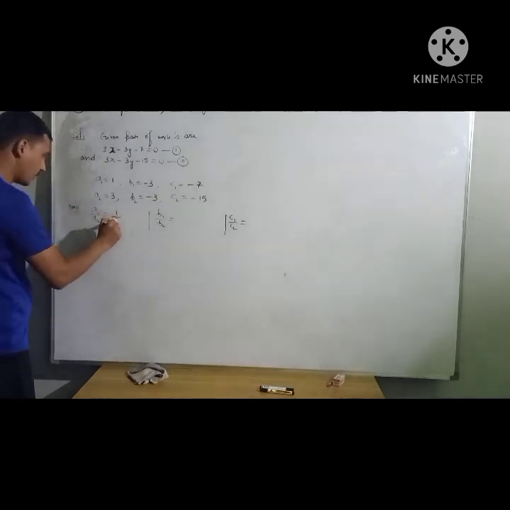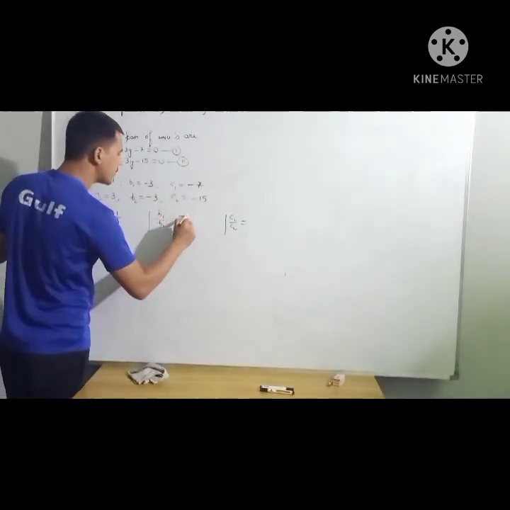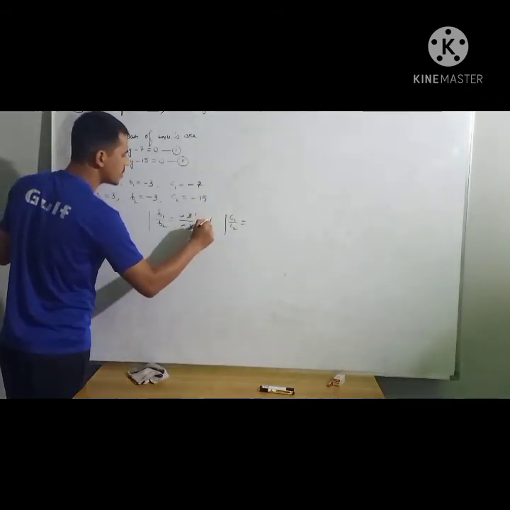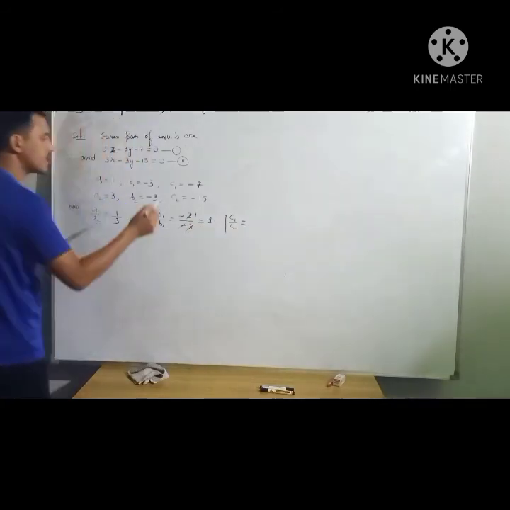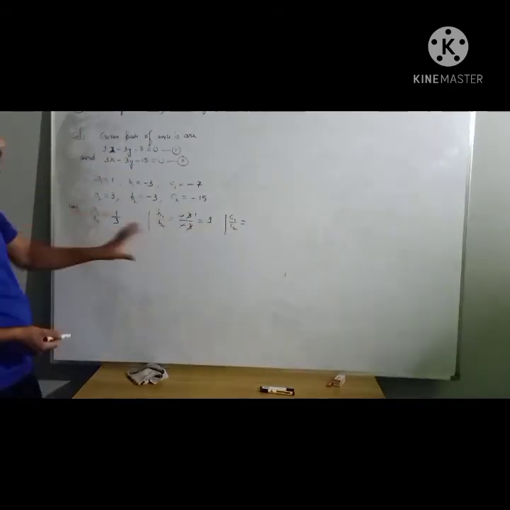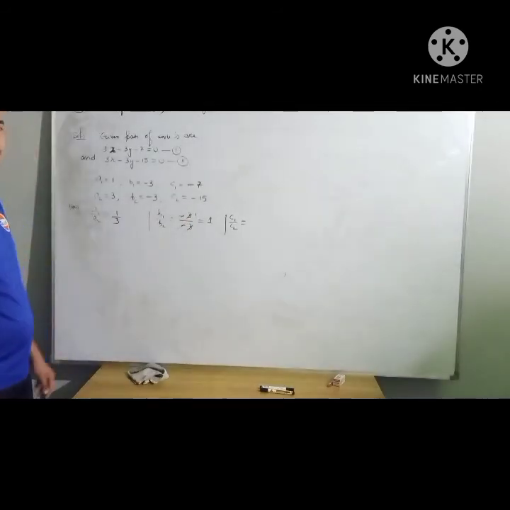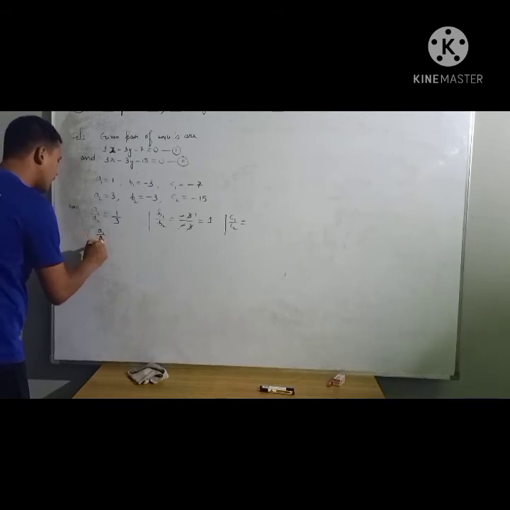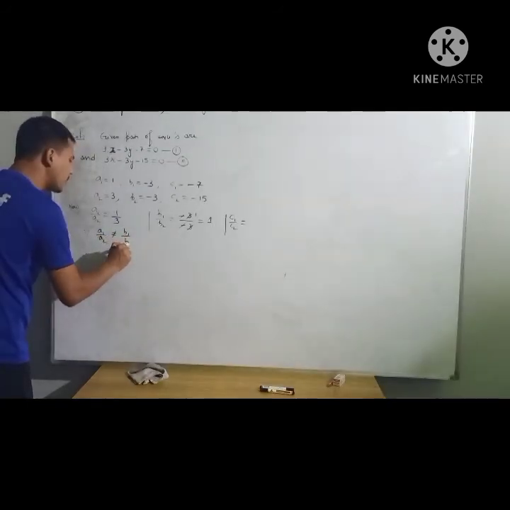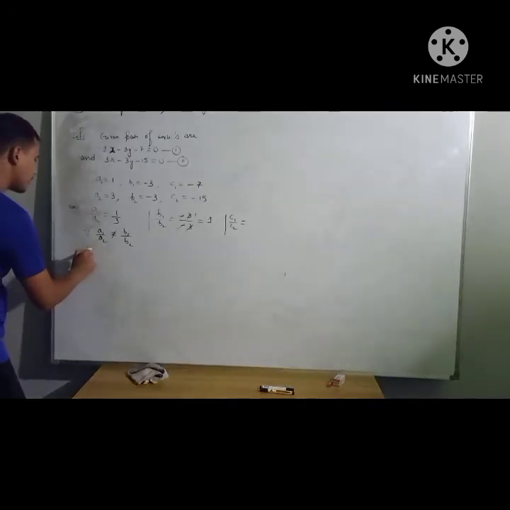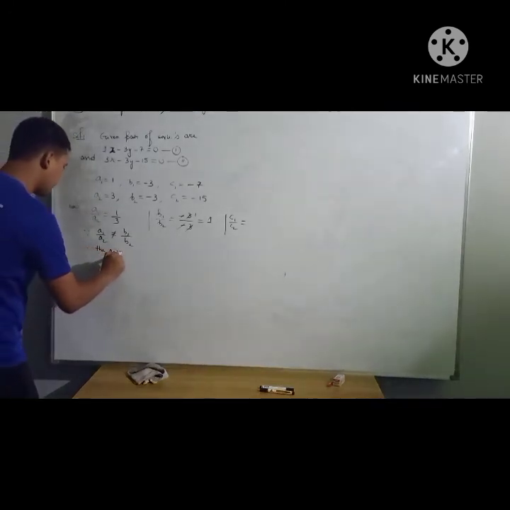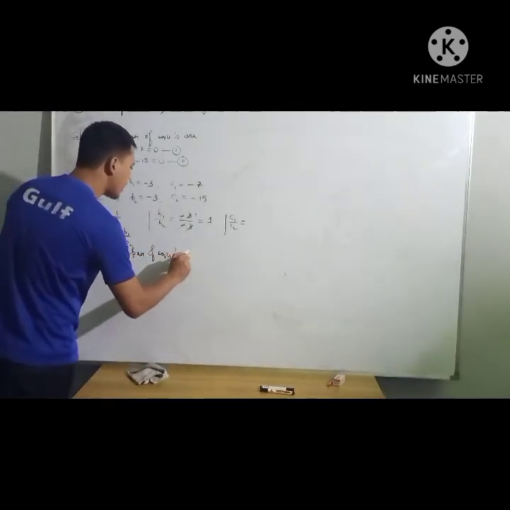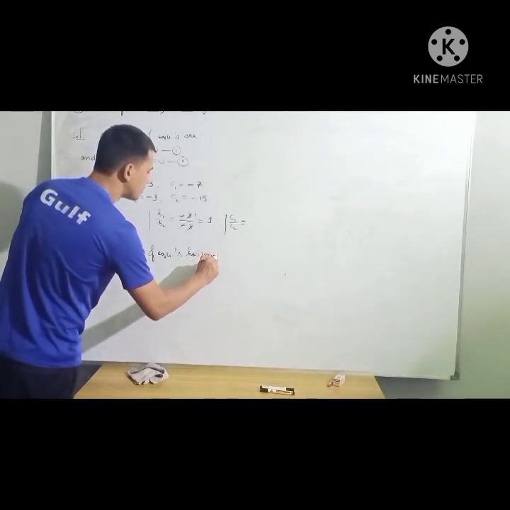A1 upon A2, 1 by 3. B1 upon B2, minus 3 upon minus 3, minus minus cancel, 3, 1 times is 3. The ratio is only 1. C1 upon C2, we need not check because the first two ratios are not equal. So we have unique solution. Okay? Since A1 upon A2 is not equal to B1 upon B2, first two ratios are not equal. Therefore, the given pair of equations has unique solution.